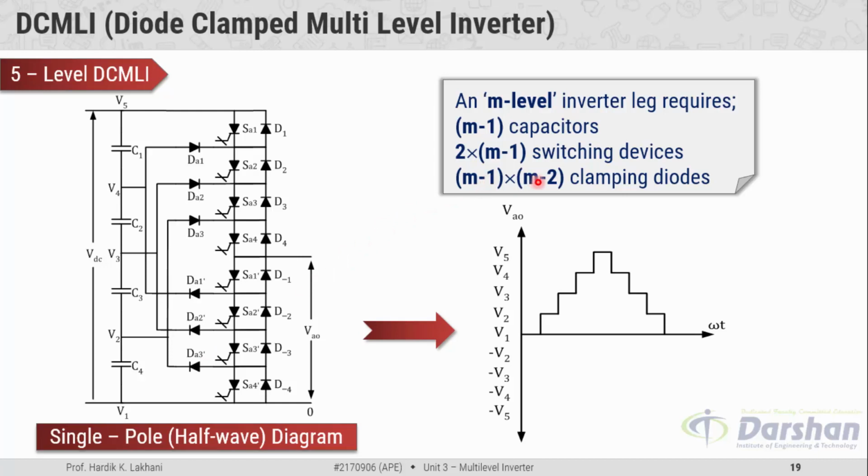instead of the diodes required as per expression. The 4 series connected capacitors at the input side produce 5 nodes. The first node V1 with magnitude 0, second node V2 with magnitude VDC by 4, third node V3 with magnitude VDC divided by 2, fourth node V4 with magnitude 3 VDC by 4, and at last node V5 with magnitude equal to VDC. As I said earlier, the ratings of each of these capacitors are the same.